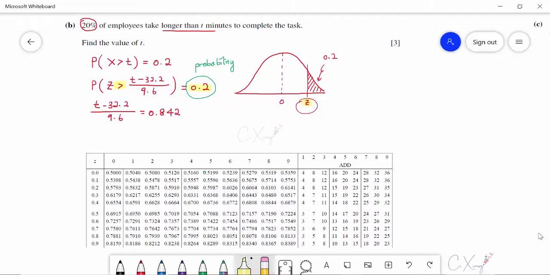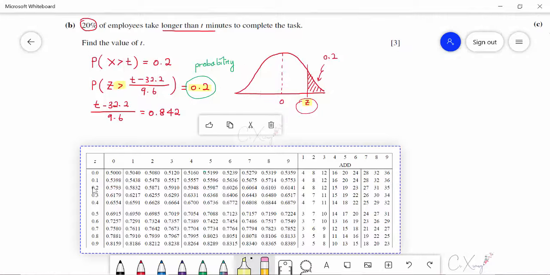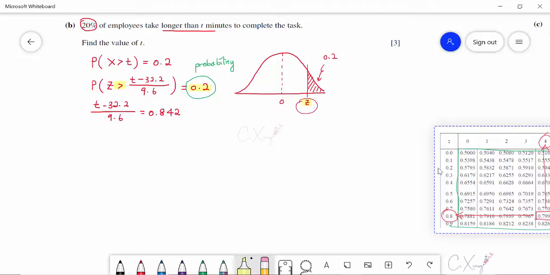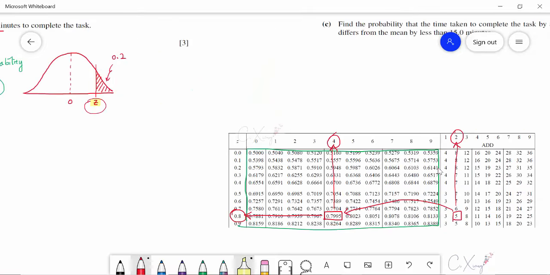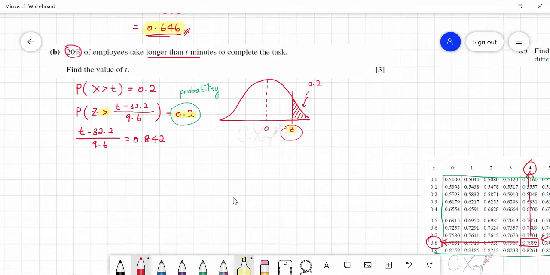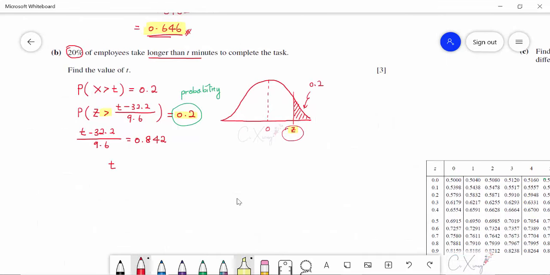Now continue from here. Please try to continue to get the answer for t. To get the value for t, you just move all the numbers to the other side. You should get 40.2832, and corrected to 3 significant figures, it should be 40.3, and it is in minutes. This is the answer for part B.